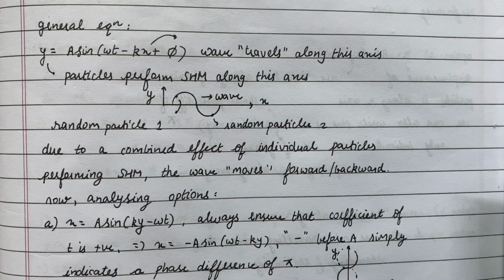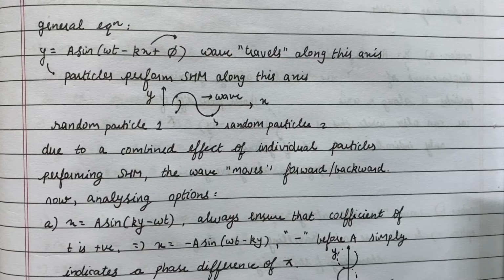So option A was x is equal to a sine (ky minus omega t). Now we're going to tweak this a little. We're going to make this x is equal to minus a sine (omega t minus ky). So what have we done? We've simply changed the ky minus omega t inside the sine function to omega t minus ky. And since we've made this change, we've added a minus sign before a.